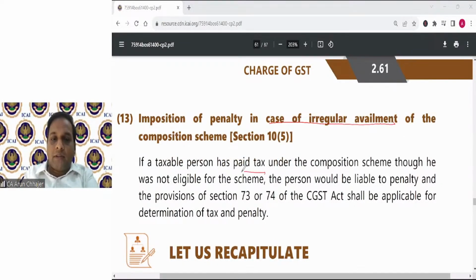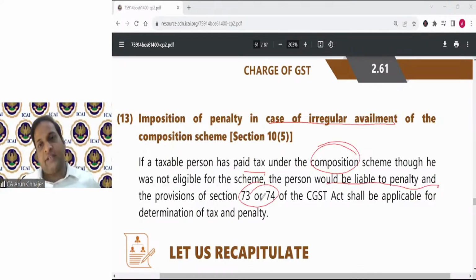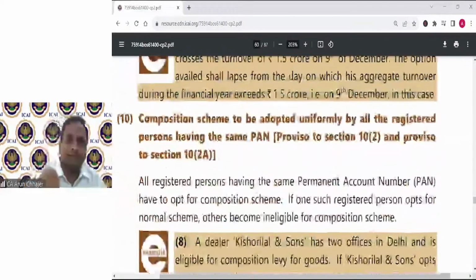So if the taxable person has paid under the composition scheme though he was not eligible, he would be liable to penalty, interest, etc. according to section 73 or 74, which we have discussed in detail. Now, the last point which I have to explain is one circular on airport levies. That circular I have to explain, and rest everything is completed.